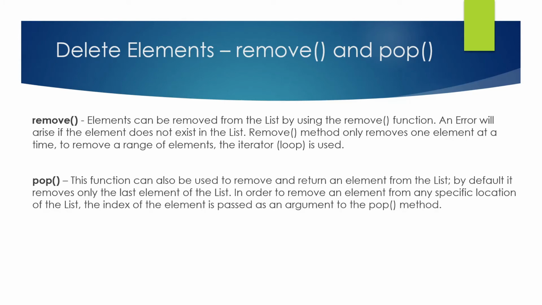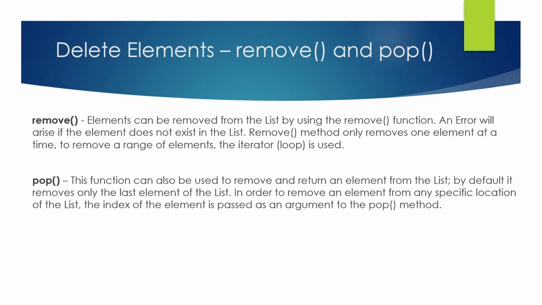And for a different removing technique, you have the pop method. This function can also be used to remove and return an element from the list. So you remove an element and you can return the element so that you can pick it in some kind of list and then you can print that. By default, it removes only the last element of the list. So if you have used pop and you have not given any sort of index or any sort of element, it will remove only the last element. In order to remove the element from any specific location of the list, the index of the element is passed as an argument to the pop method. So that's how we talk about it.